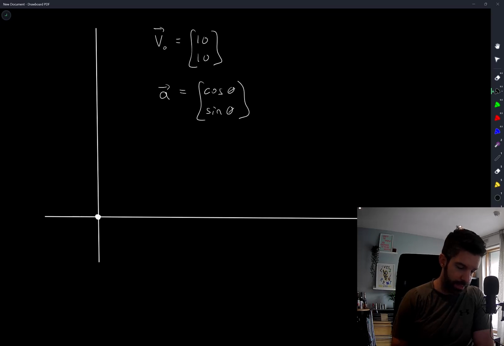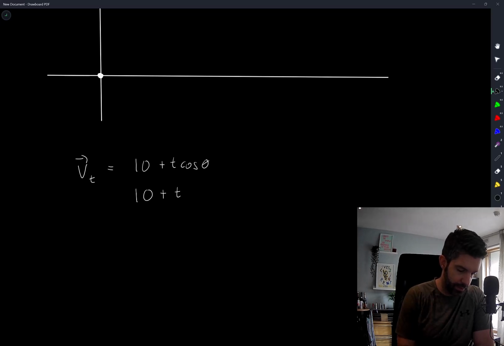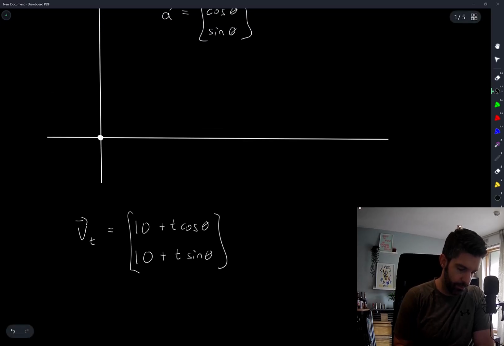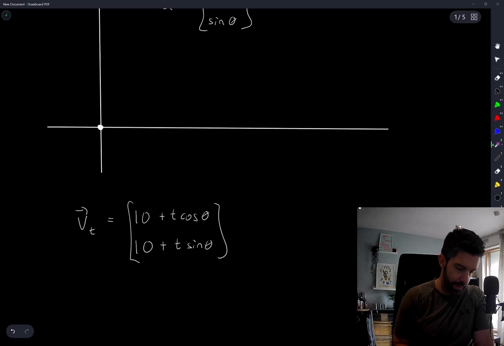And now I'm going to write down the equations of motion. So v as a function of t is going to be 10 plus t cosine theta in the x direction. And in the y direction, it will be 10 plus t sine theta. So if theta is equal to 0, then the acceleration is purely in the x direction, and the y component of velocity will always be 10.